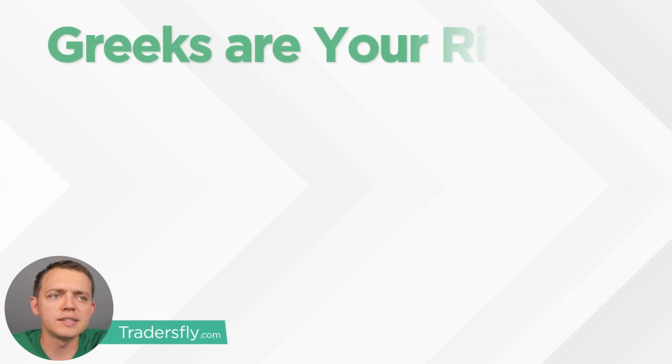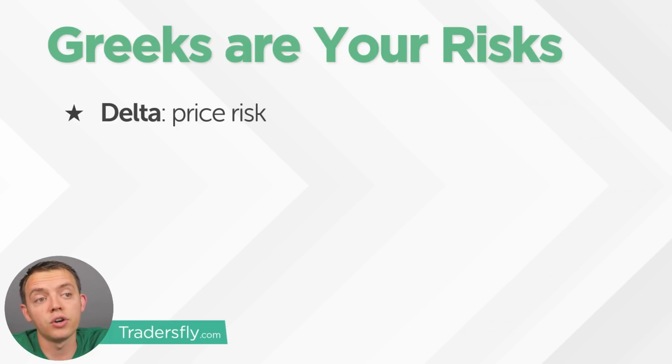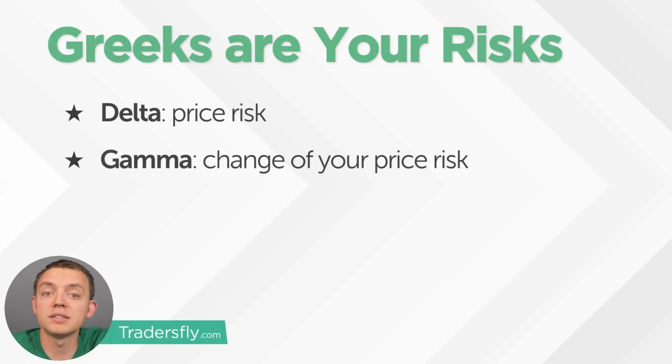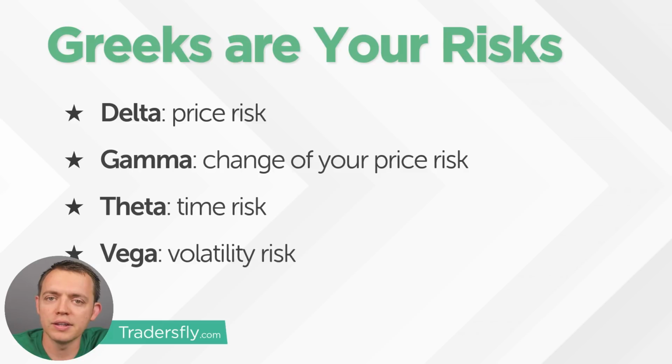When you look at this, it's really your risks. The Greeks are your risks. Delta tells you your price risk. Gamma is the change of your price risk. The Theta is your time risk. And Vega is your volatility risk. Now, yes, there's also rho, but that's interest rate risk.